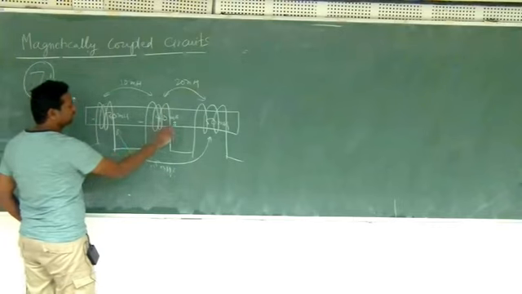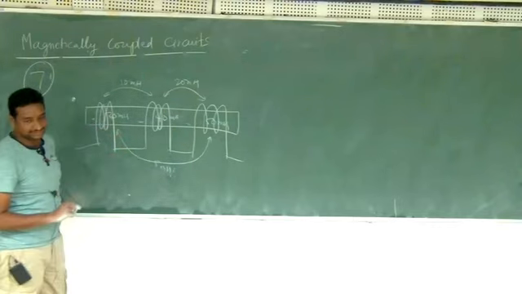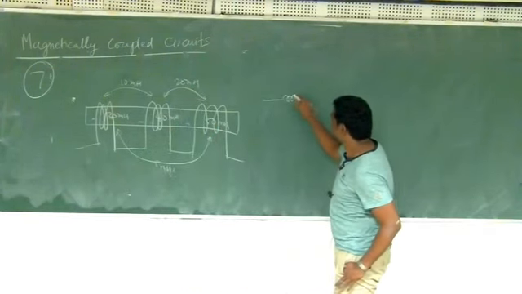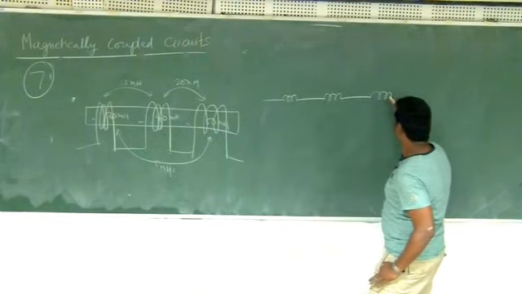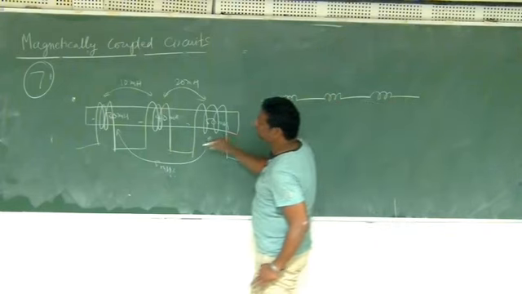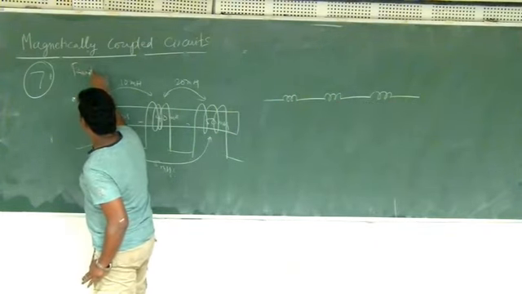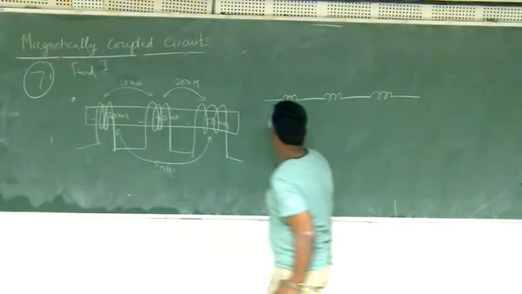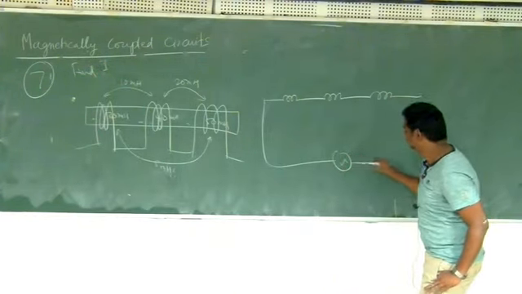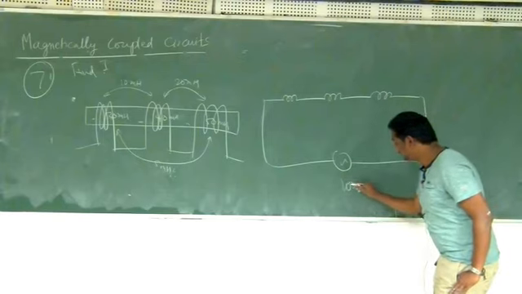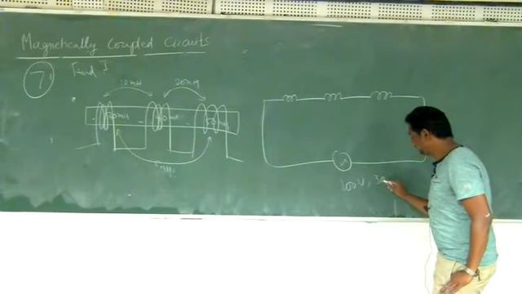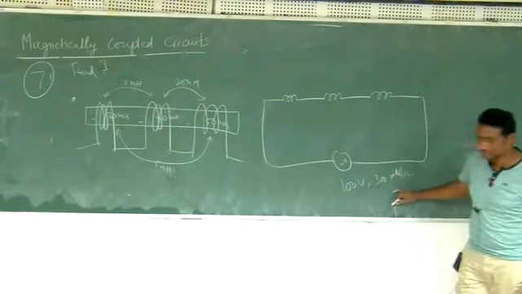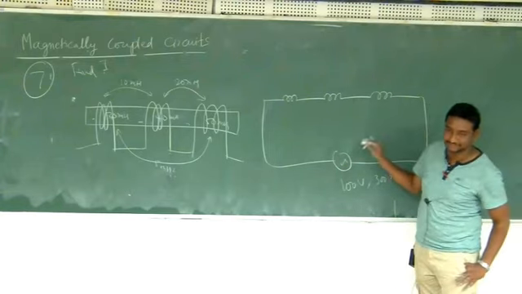So dots also I'll give it, okay. So let me just draw it once again here, the same thing. So the seventh question is, again the same thing, find current. I connect to a 100 volts, 300 radians per second source. This is my AC source. What will be the current?